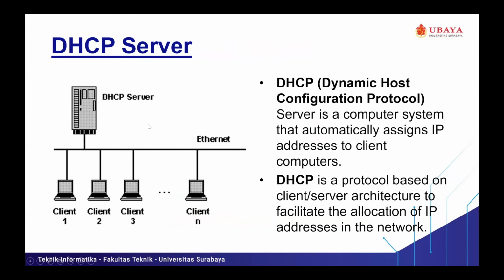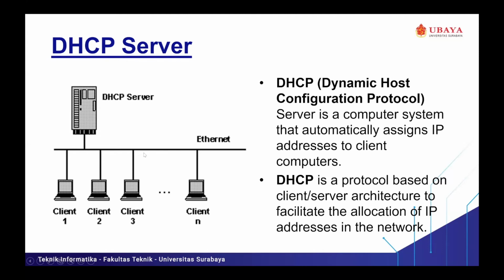And the next one is the DHCP server. So what is the DHCP server? DHCP is the Dynamic Host Configuration Protocol. A DHCP server is a computer system that automatically assigns IP addresses to client computers. As you can see right here, the DHCP server will provide the IP to all of the clients that connect to the DHCP server.